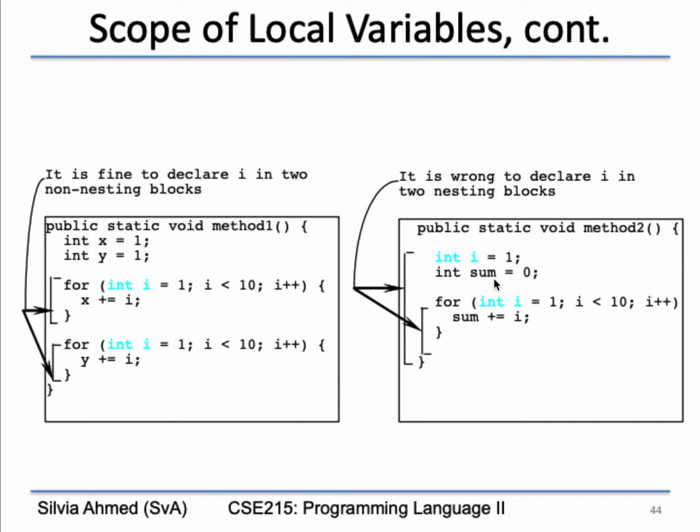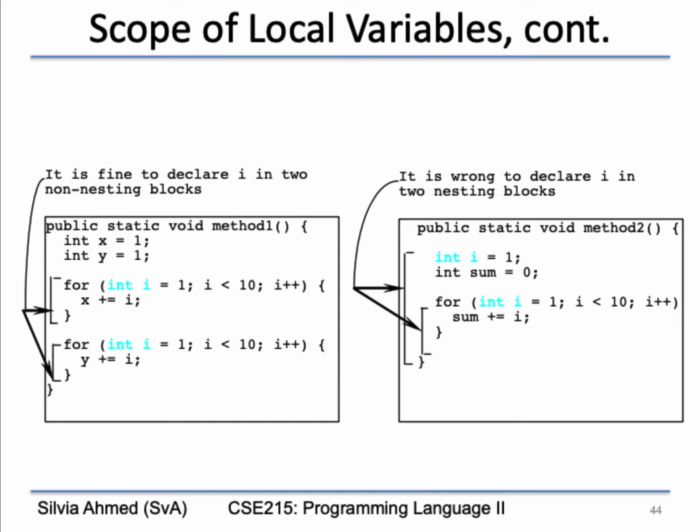But if we want to do it like this, that means we are declaring the i variable here outside the block. So the scope of the variable i starts from here until the method 2 block ends. So it starts from here up to here. And inside this scope, if we want to declare the same named variable again, it becomes an error.